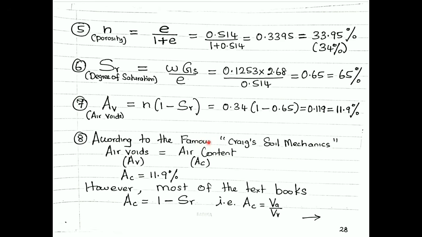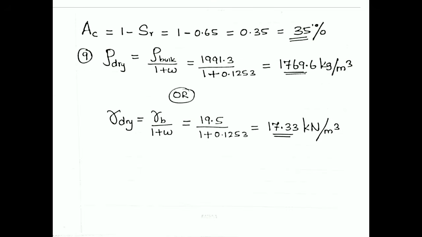Number 8. According to the famous Craig soil mechanics, air voids is equal to air content. Therefore, air content is also equal to air voids, 11.9%. However, in most textbooks air content is equal to 1 minus Sr. Check the previous video. That is, AC is equal to volume of air over volume of voids. According to most of the recommended books, air content is equal to 1 minus Sr; only the Craig book differs, only in this case.